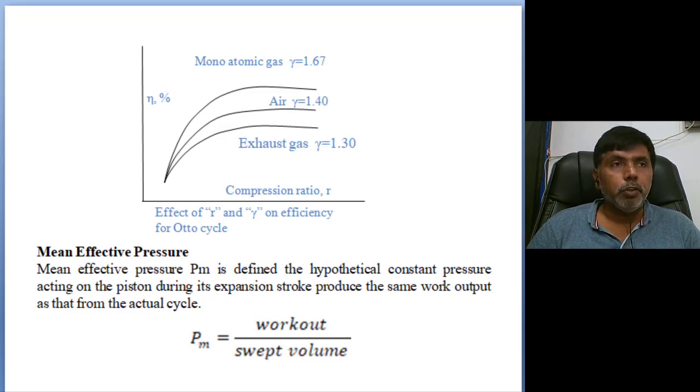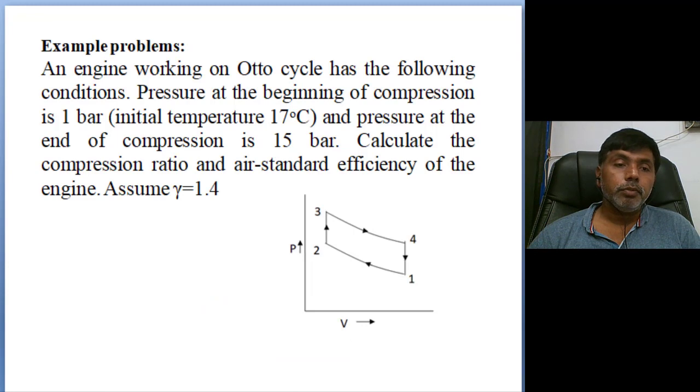Swept volume means V1 minus V2, the stroke volume, or pi/4 d squared times L. V1 is the total volume and V2 is the clearance volume. Total volume minus clearance volume is the swept volume, or if they provide the dimensions, pi/4 d squared times L gives the swept volume. So mean effective pressure equals work done by swept volume. And then we solved some problems.